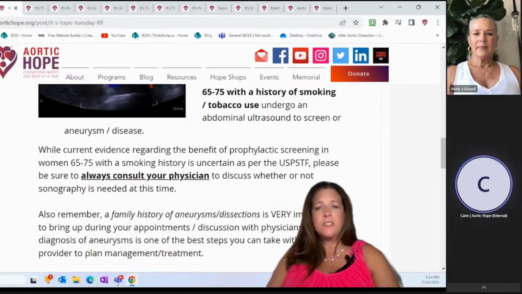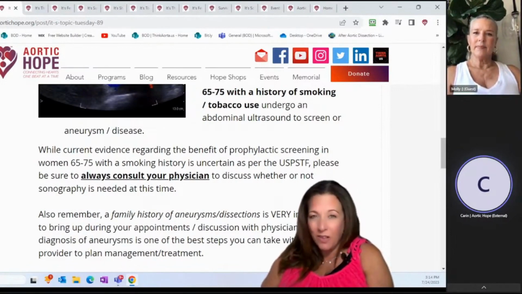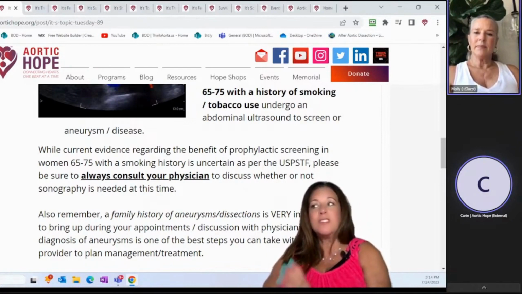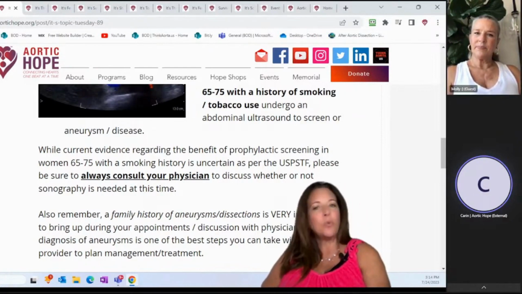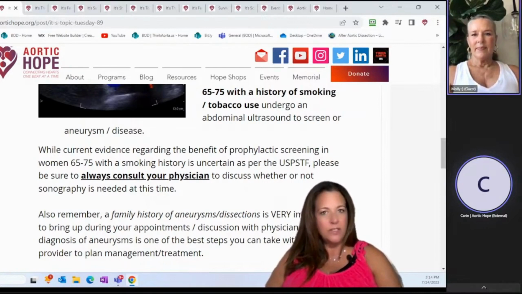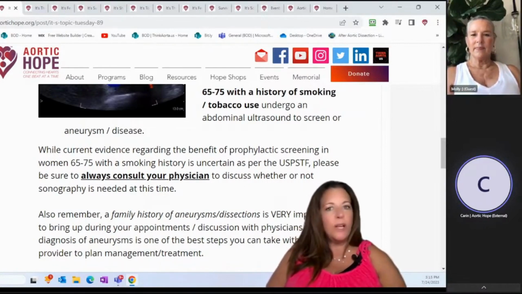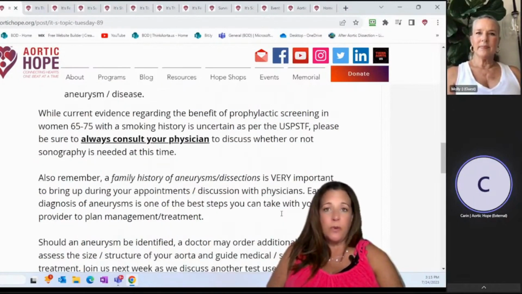And currently, evidence regarding the benefit of prophylactic screening in women 65 to 70 with smoking has been shown to be a little uncertain. Definitely consult your physician. If you're a woman between 65 and 70 and you are a smoker or you have been a smoker, you definitely want to talk to your doctor about if they can order this. Again, this would be ordered to rule in or rule out and find your baseline of your abdominal aorta. It can also be used for your thoracic too.